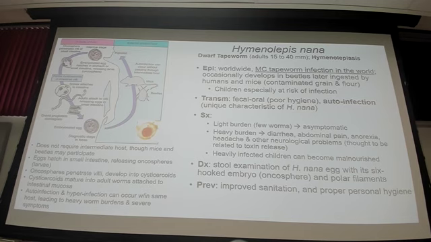For diagnostics, the eggs themselves are pretty distinctive. They've got a six-hooked embryo with filaments on the sphere. I put a description in the notes if you want to go back and read through that, but it's pretty easy to diagnose.